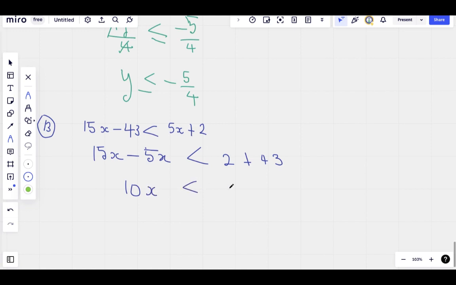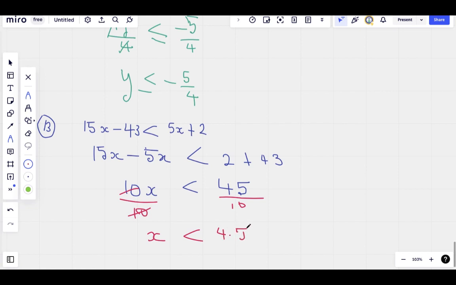Adding 2 and 43, we get 45. So to find x, we have to divide both sides by 10. Divide here by 10, and then we also divide this side by 10. So this cancels this, and we have x left. 45 divided by 10, we get 4.5.